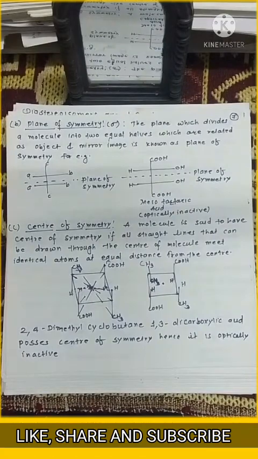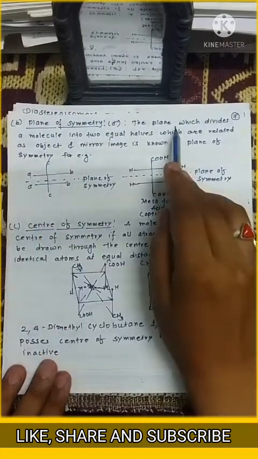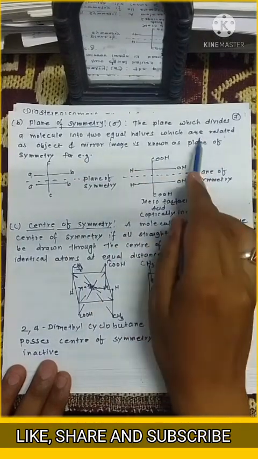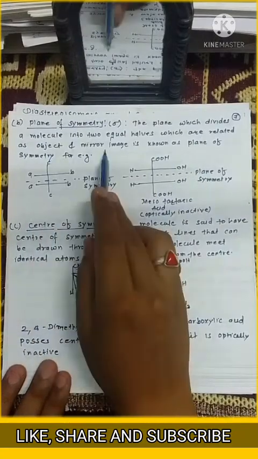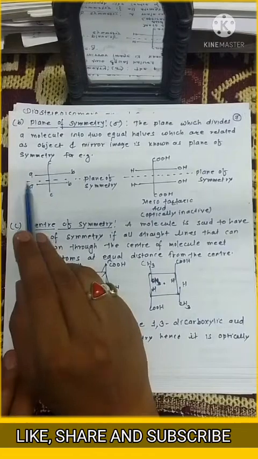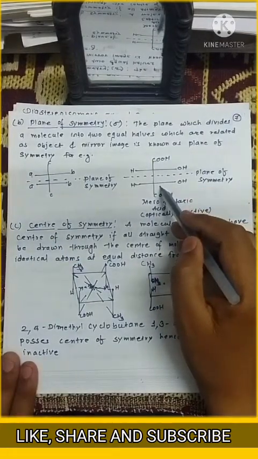Now we are going to discuss plane of symmetry in detail. The plane which divides a molecule into two equal halves which are related as an object and mirror image is known as plane of symmetry. Just see the example of mesotartaric acid.